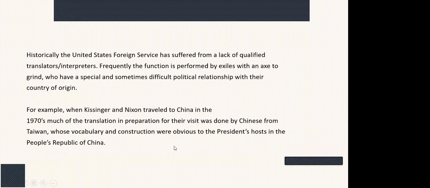So historically, the United States Foreign Service has suffered from a lack of qualified translators and interpreters. Surprise, surprise, because I think it's the same in our country, but at a much higher level, exponentially higher. And I think it has to do with not paying people well.